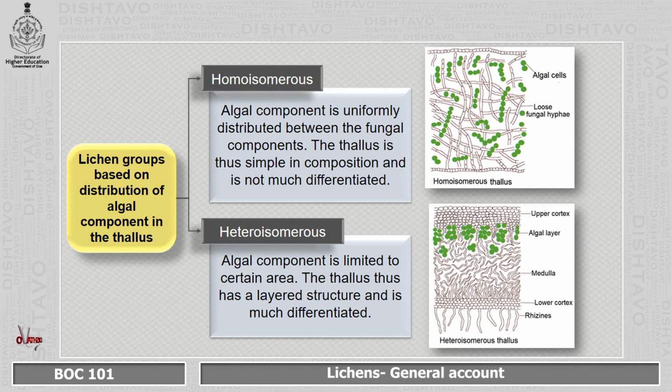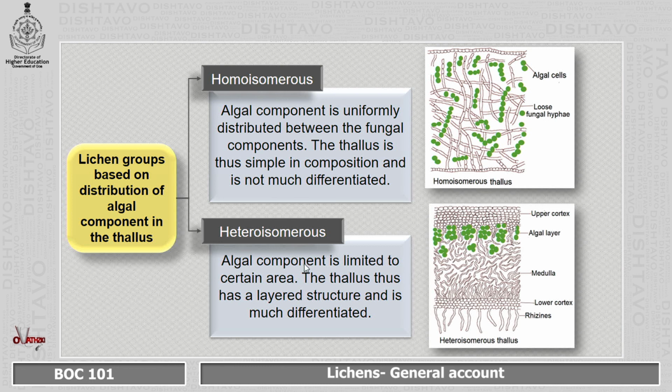And finally, the grouping of lichens based on distribution of algal component in the thallus. So, depending upon the distribution of algal component in the thallus, lichens may be grouped into homoiomerous or heteromerous groups. Homoiomerous group is a group where the algal component is uniformly distributed between the fungal components. The thallus here is simple in composition and is not much differentiated. As you can see in this image, the algal component is distributed throughout the fungal component.